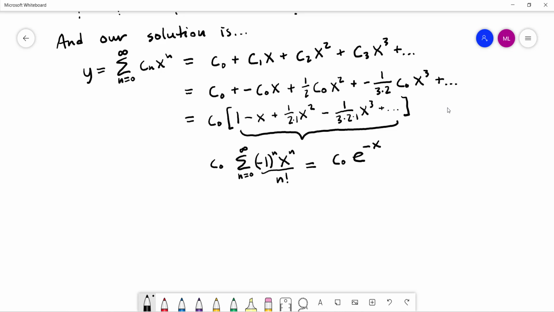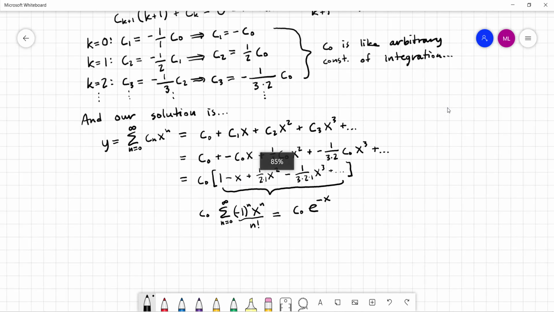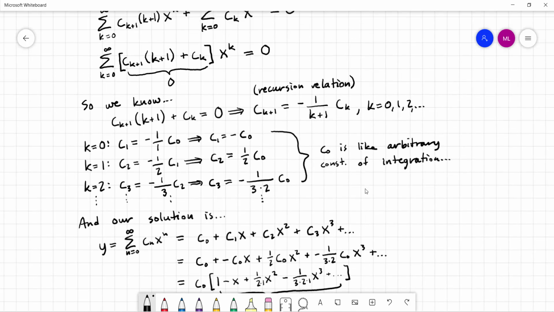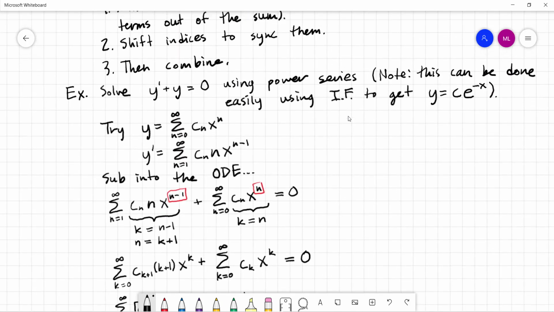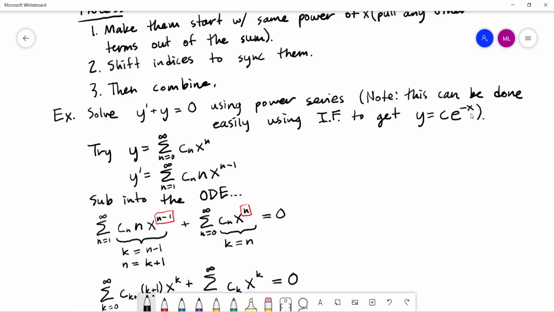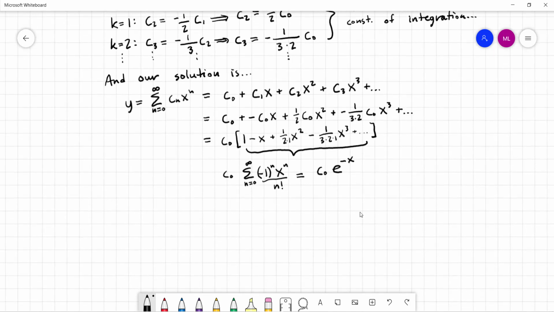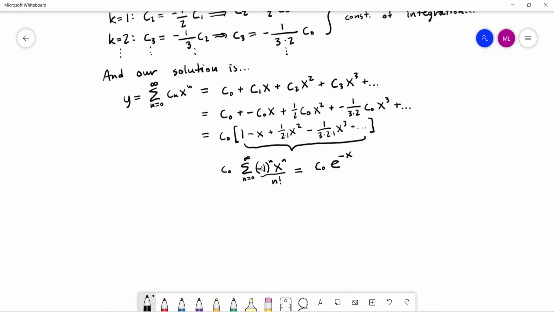So that's the idea. This is the solution that we would have gotten, again, using integrating factor, doing this problem the easy way over here, c e to the negative x. Well, sure enough, that's what we found. Some constant times, in this case, an infinite series, a power series, that represents e to the negative x.